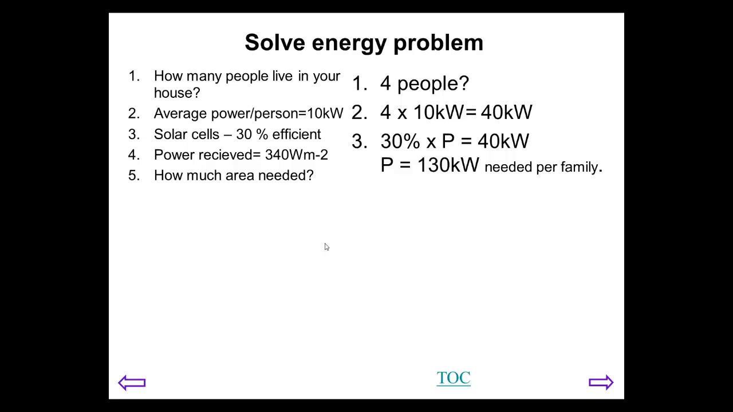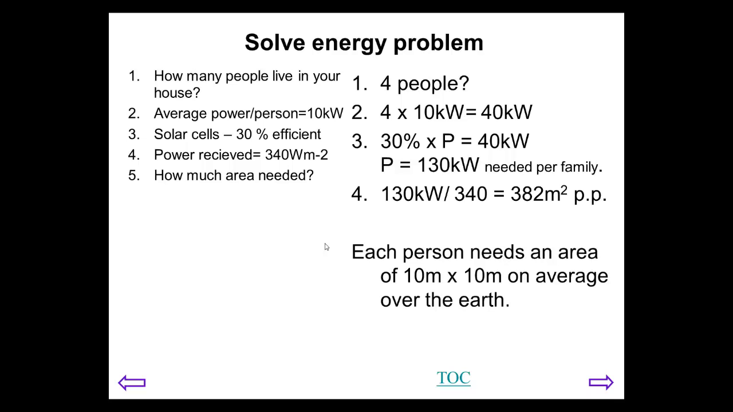Well, we know that 1 square meter receives 340 watts, but we need to produce 130,000 watts. So we divide 130,000 by 340, which gives us 382 meters squared per family, which is roughly going to be 100 square meters per person. In other words, 10 meters by 10 meters on average.